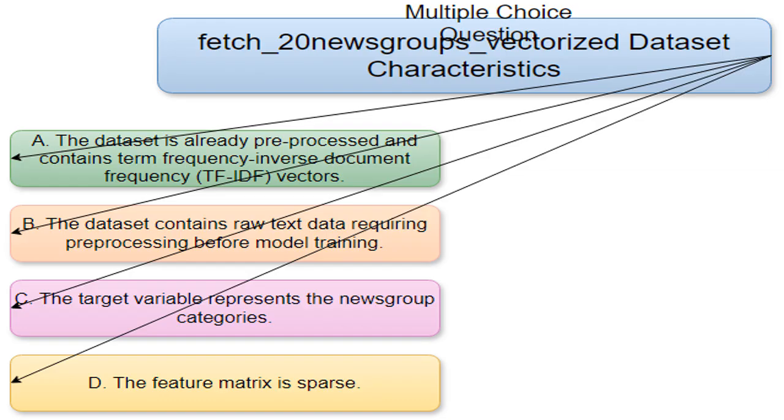This option states that the data is already prepared using TF-IDF. Since we know the name of the function includes the term vectorized, which strongly suggests that the data is pre-processed, and TF-IDF is a standard way to vectorize text data, this option is also true. TF-IDF transforms words and articles into numerical values reflecting their importance within a document and across all documents.